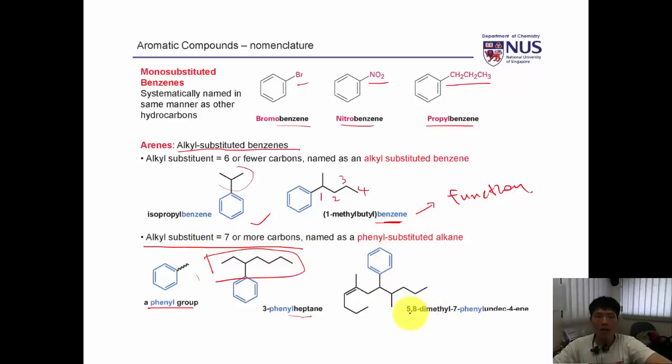Here we have got 5-a-dimethyl-7-phenylundec-4-ene. Right? Longest chain is here. Do you see that? 1, 2, 3, 4, 5, 6, 7, 8, 9, 10, 11. But how do we count? From right hand side, 1, 2, 3, 4. No? Or 1, 2, 3, 4, 5. Of course, from the left hand side, because I want to get the lower number. So it's from here.